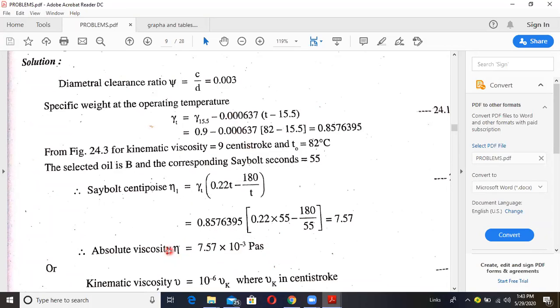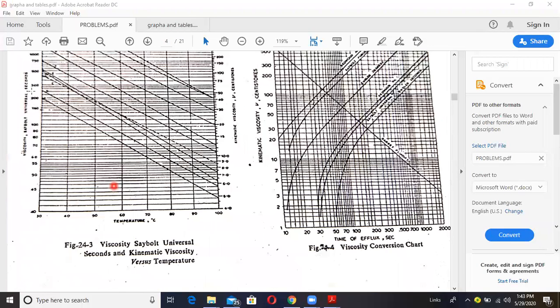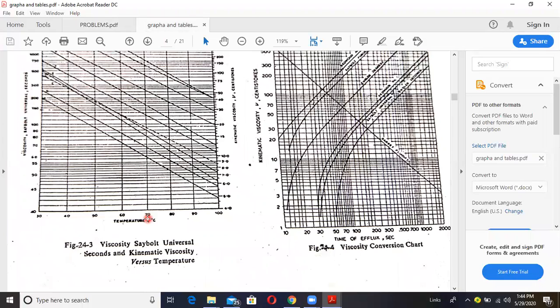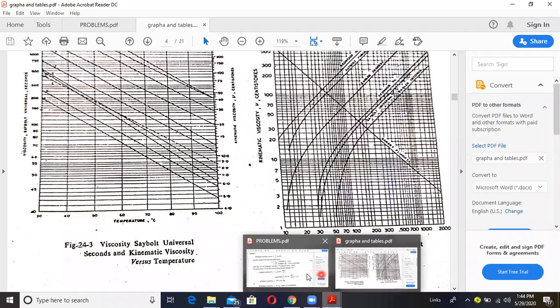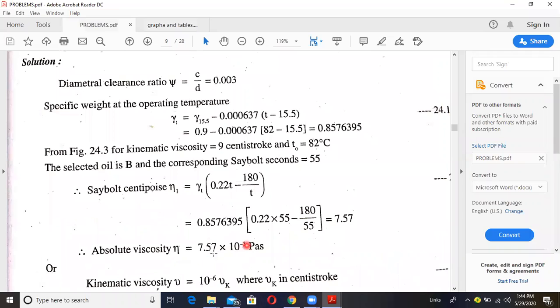In the previous problem, yesterday's problem, we calculated T by using Saybolt seconds, that is, they had given this value and temperature. By using that we calculated the time. First we found which curve we will get, and based on the curve and the operating temperature we calculated the time. But here in this problem they have given the kinematic viscosity and operating temperature. By using these two we calculated the Saybolt seconds. Then we substitute in the formula, and then we calculate the absolute viscosity.